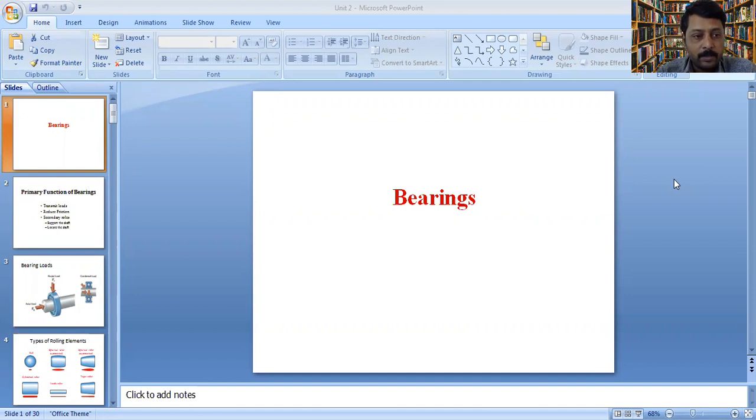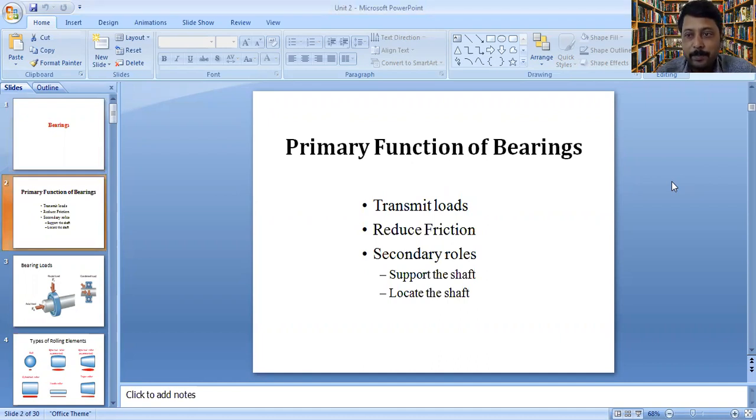Now let us start the session with the discussion on bearings. What is the basic or primary function of a bearing? Why are bearings used? The first thing you should understand is that a bearing is used to transmit load. The second is to reduce the friction between two parts. It also has a secondary role: it supports the shaft as well as locates the shaft.